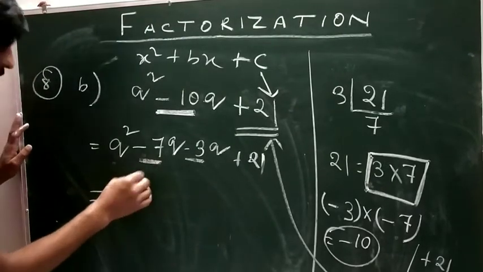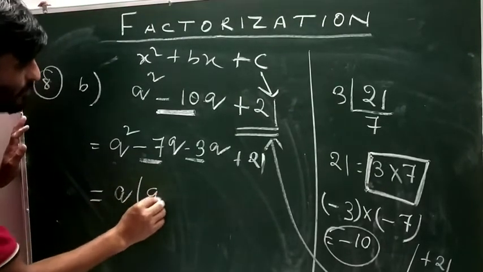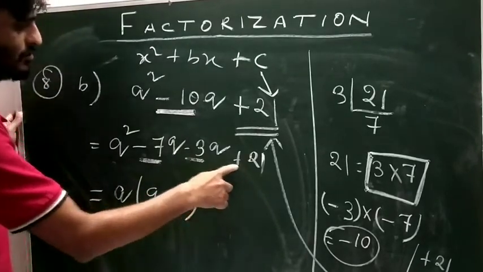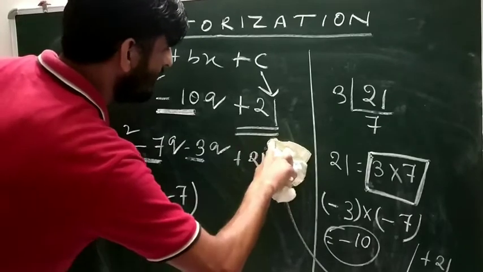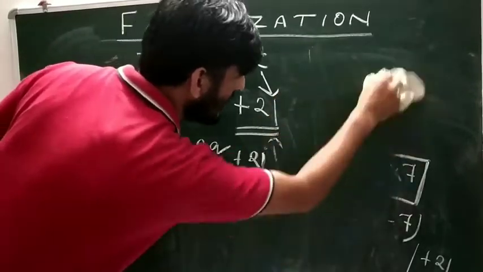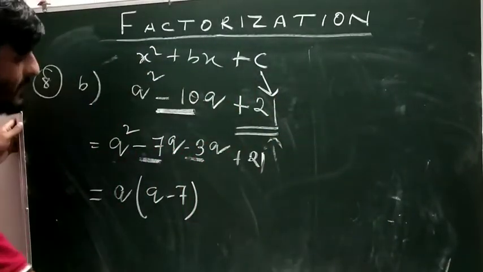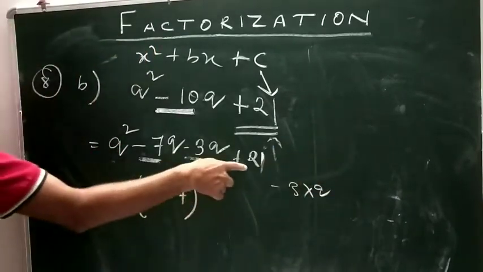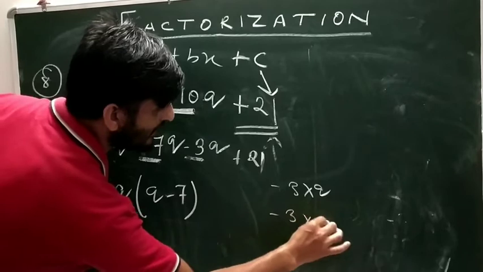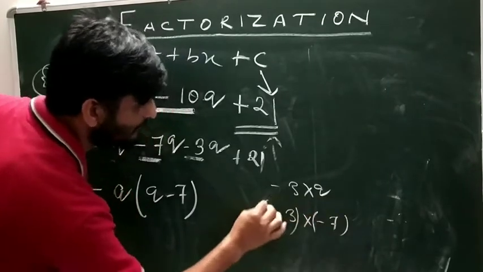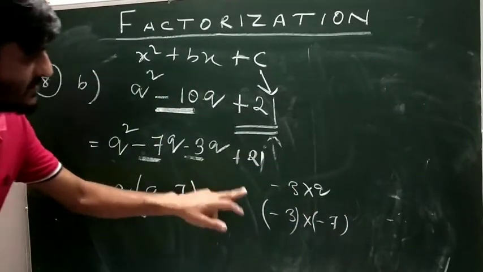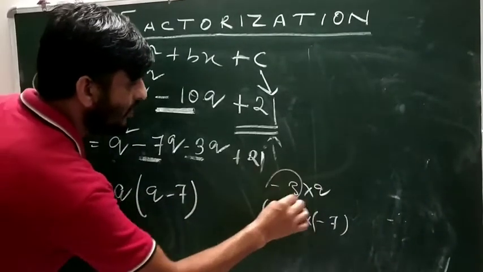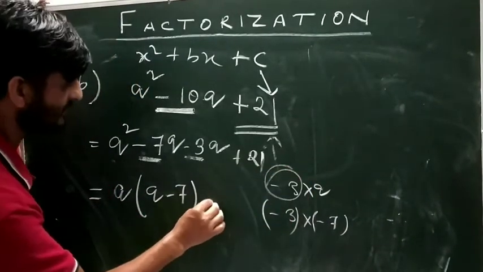Q square minus 7q, then we can take q common: q minus 7. Then minus 3q and 21. From minus 3q and 21, we can take a common of minus 3. Minus 3q means minus 3 multiplied by q, and 21 means minus 3 multiplied by minus 7, because minus times minus gives plus, 3 into 7. So minus 3 is common, and we can take minus 3 as a common.